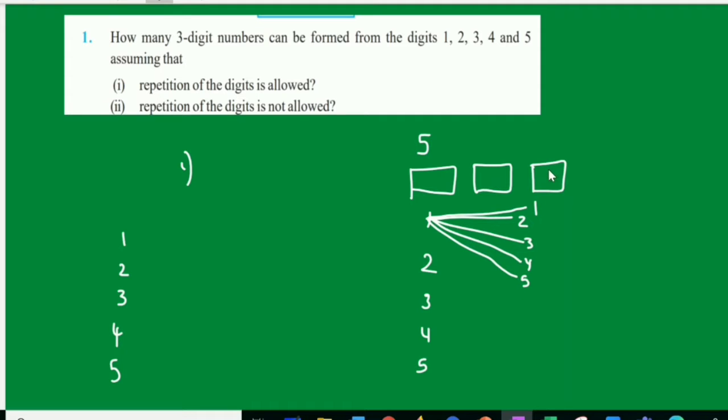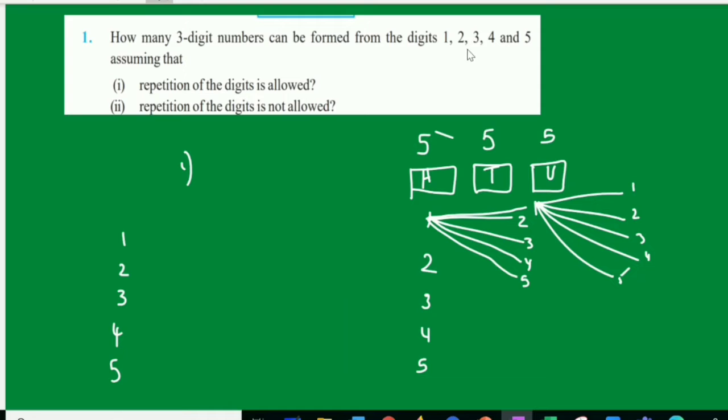So second, this is the units place, this is the tens place, this is the hundreds place. So tens place, in how many ways can you fill up? How many possibilities are there? 5, correct? Tens place also 5. Now come to the units place. Again repetition is allowed. That means I can use again this one. So how many ways are there? 5.